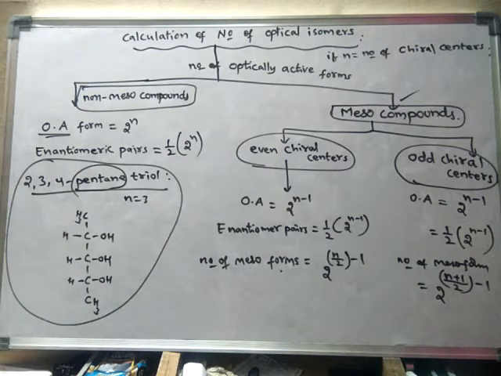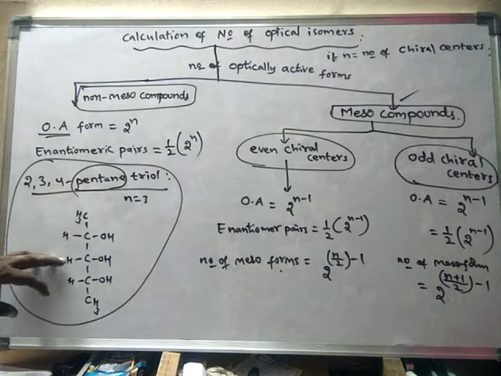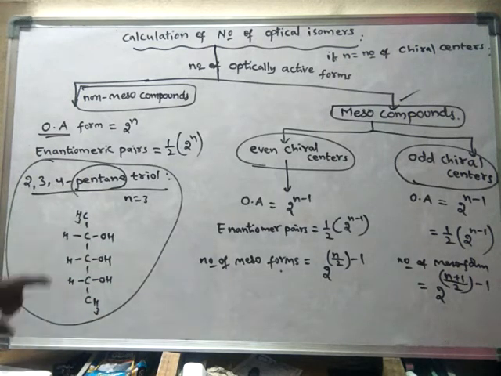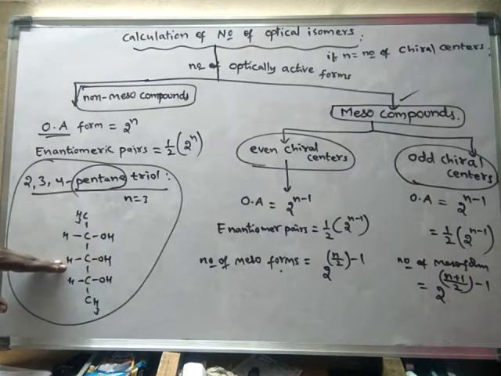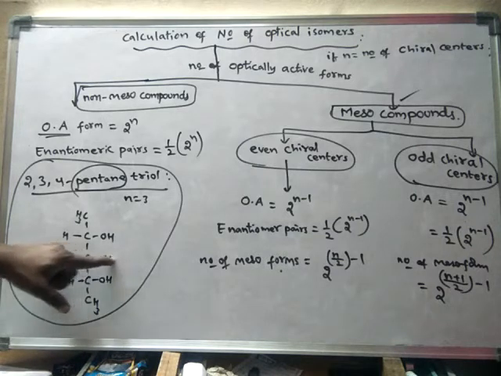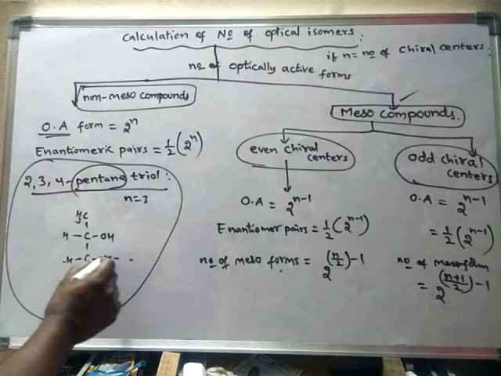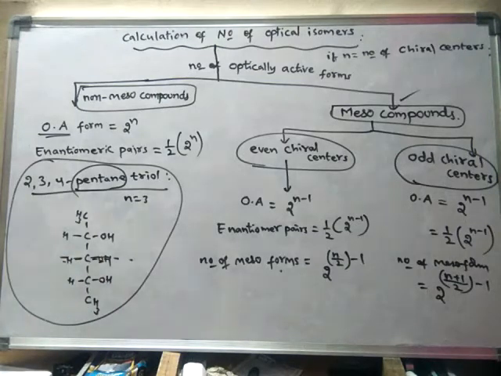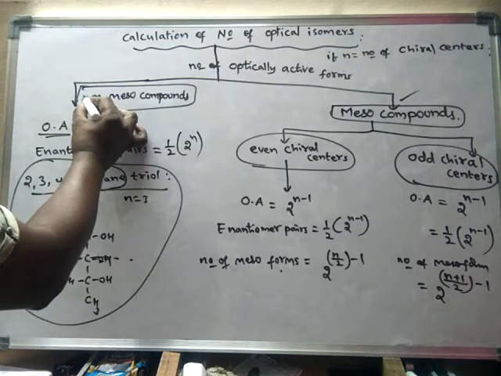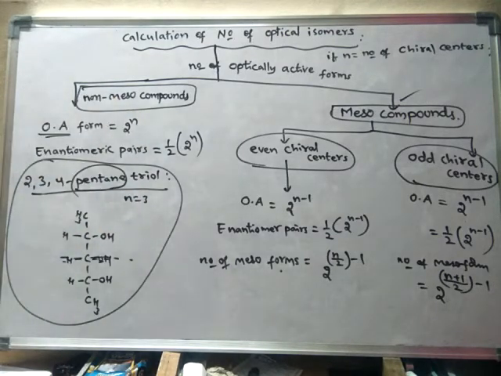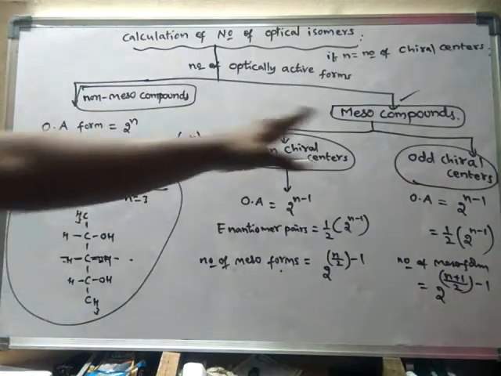Okay. So now, here it is a meso form. If we have already seen, if you divide this one along this plane, then it will be a meso form. So that means this compound is having a meso form, so we don't use this formula, because it is for non-meso compounds. This formula is applicable for non-meso compounds. So now we will go with this formula.